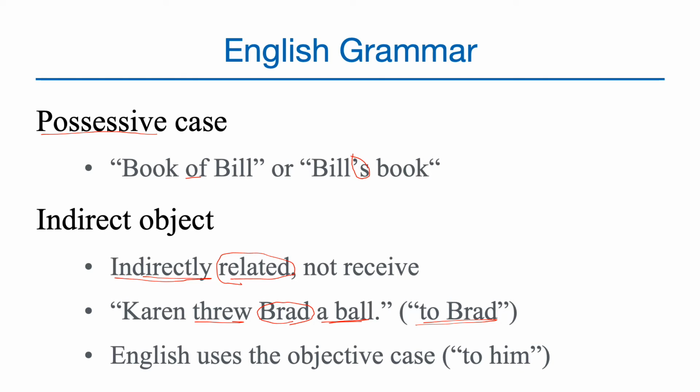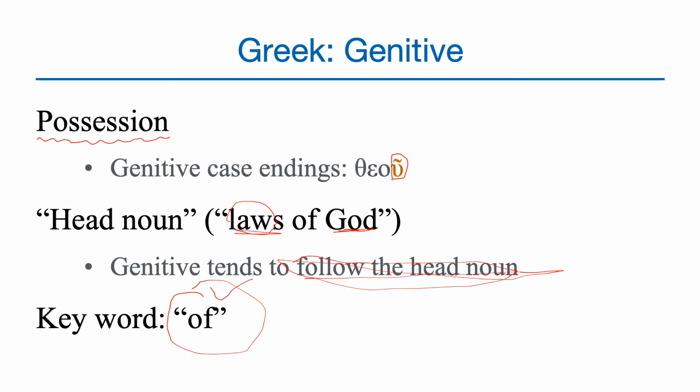And in order to understand what an indirect object is in English, we can say the sentence Karen threw, that is a main verb. She threw what? What did she throw? A ball. Then how does Brad come in? Okay, Karen threw Brad a ball. It means Karen threw a ball to Brad. So if you understand indirect object, you will understand that this should be to Brad, not just Brad. So English uses the objective case to him when talking about indirect object. So keep that in mind.